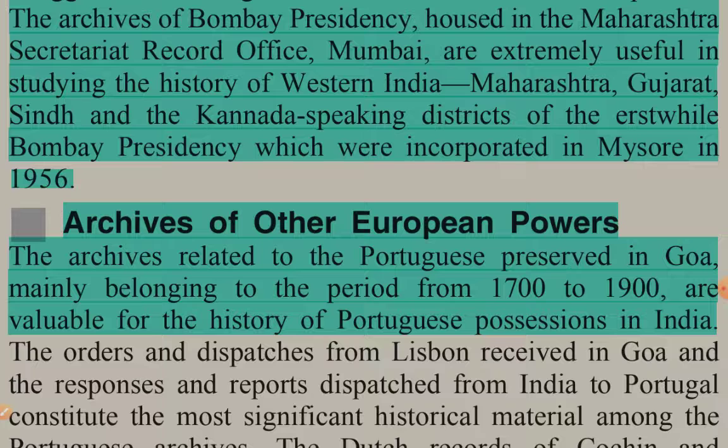The archives of Bombay Presidency, housed in the Maharashtra Secretariat Record Office, Mumbai, are extremely useful in studying the history of Western India, Maharashtra, Gujarat, Sindh and the Kannada-speaking districts of the erstwhile Bombay Presidency which were incorporated in Mysore in 1956.